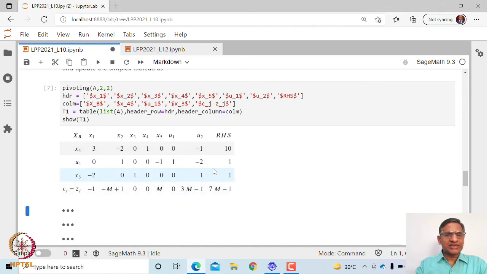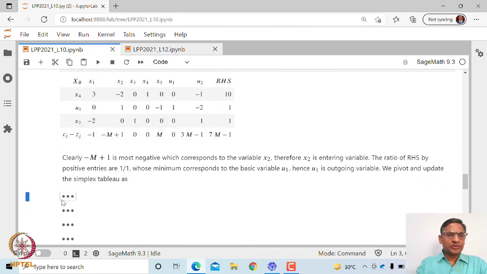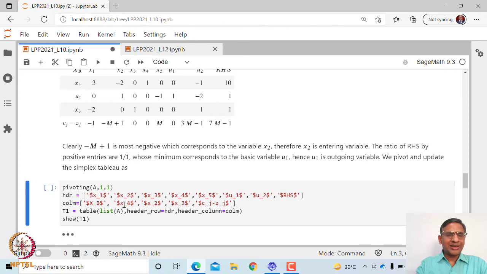Now look at the ratio of the right hand side by the positive entry in the incoming column. Therefore 10 by minus, we don't have to consider because this is negative. Next one is 1 by 1, so that is 1. This is 0, so that also we need to consider. Therefore, only one ratio we need to consider, which is corresponding to the u1 basic variable. Therefore, u1 will be outgoing and x2 will be incoming. So we need to pivot this. The pivot row is going to be 1 and the pivot column will also be equal to 1. So we will say pivot A 1 comma 1 and then update the simplex table.